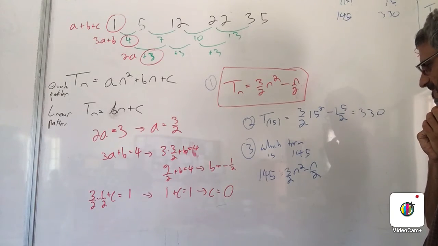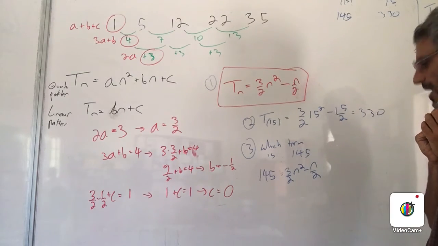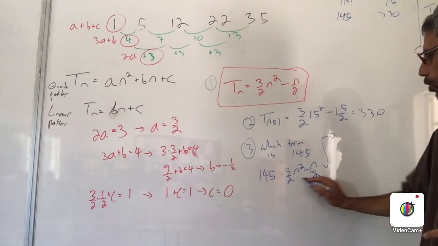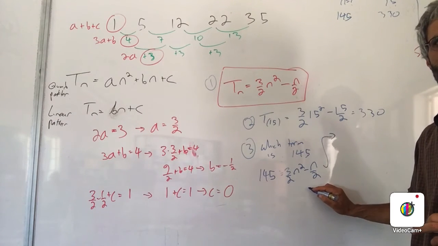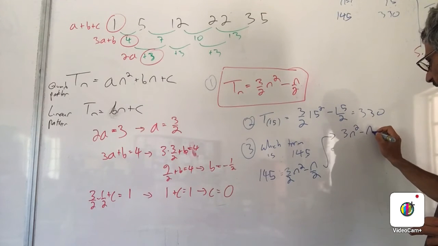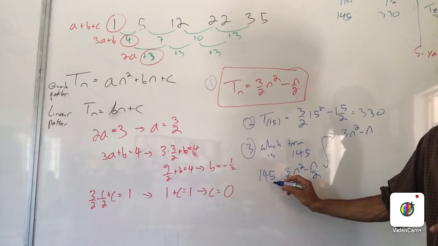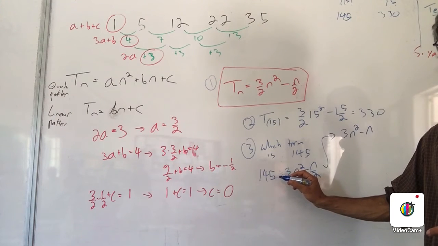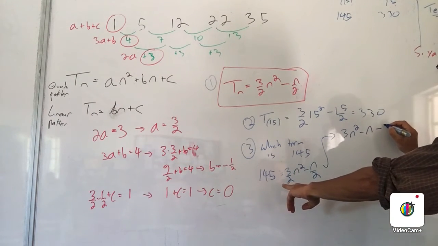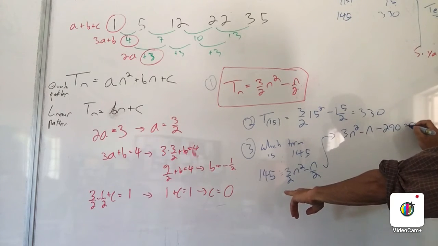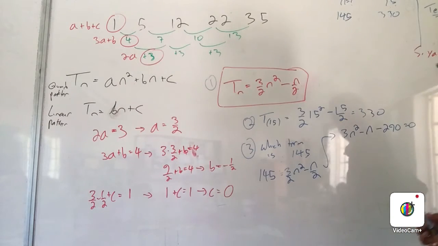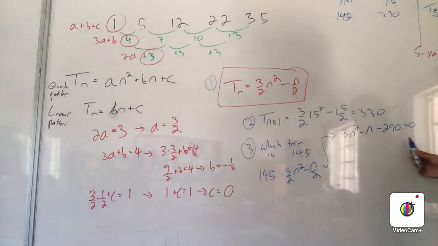Let's try and do a trinomial. What I would maybe first of all do is multiply everything by 2 to get rid of these fractions. So I would say 3n squared minus n equals 145 times 2, which is 290. If you don't mind, I'm going to minus 290 already in the back here. So move everything to one side and get an equal sign. Now, we can try and do a trinomial.